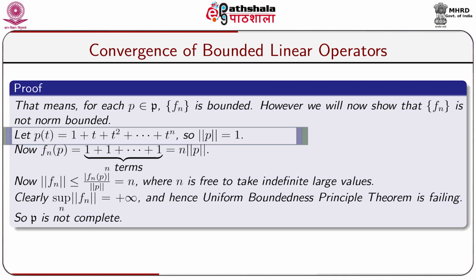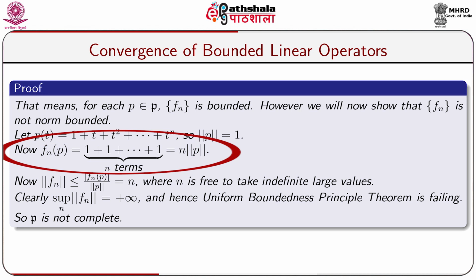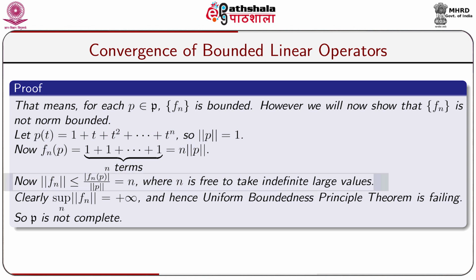As an example, let us take a polynomial Pt equal to 1 plus t square plus dot dot dot plus t to the power n. So, norm of P equal to 1, because all the coefficients in this polynomial are equal to 1, and the norm is taken as the maximum of the modulus of the coefficients. Here the coefficients are 1. Now, Fn P equal to 1 plus dot dot dot plus 1, n terms, is equal to n times norm of P. Now, norm of Fn is less than or equal to modulus of Fn P divided by norm of P, because P is not a 0 polynomial, and this is equal to n, where n is free to take indefinitely large values.